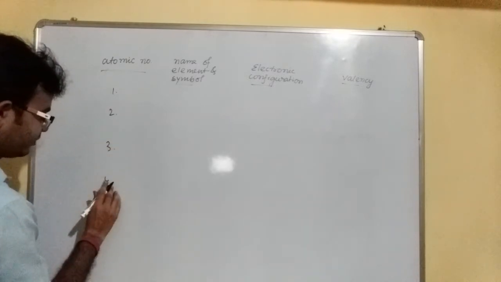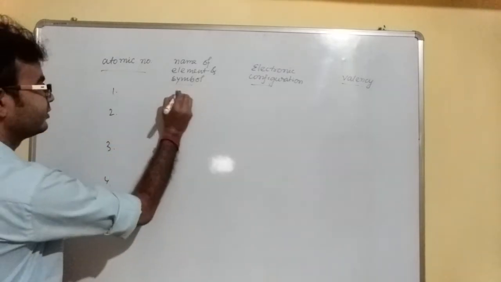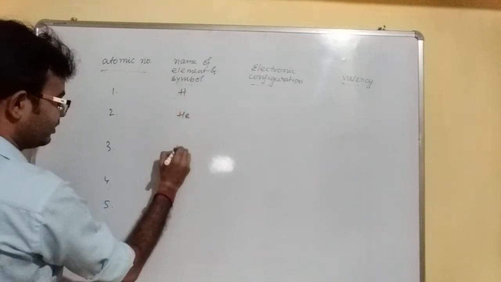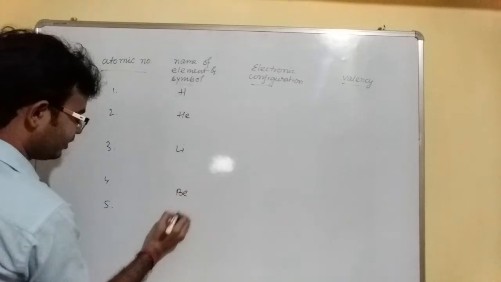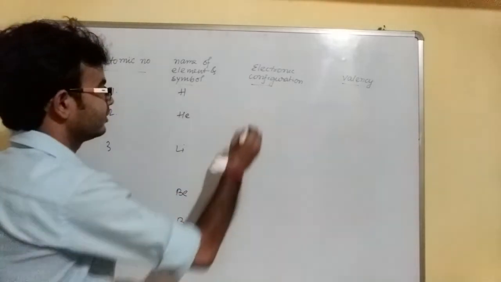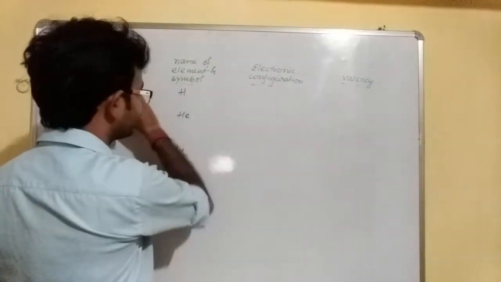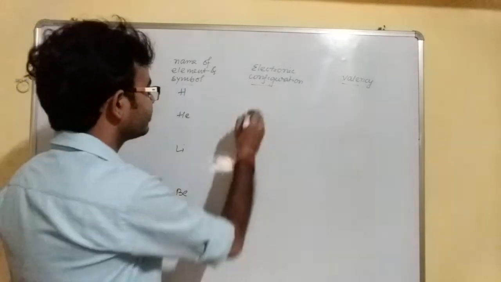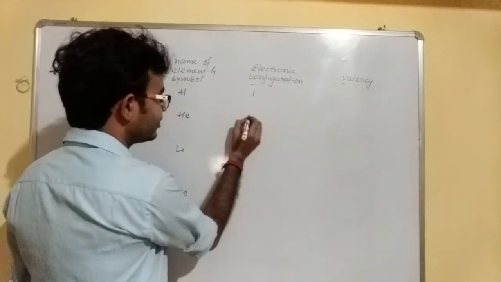I'm writing here hydrogen, helium, lithium, beryllium, boron. Here I am writing the electronic configuration. Hydrogen contains one proton, and there is one electron also. So the electronic configuration is 1. For helium it is 2.